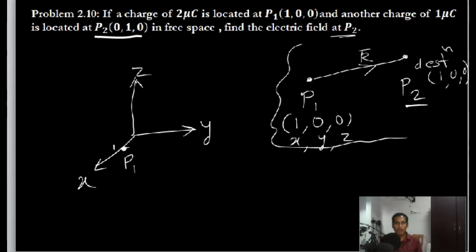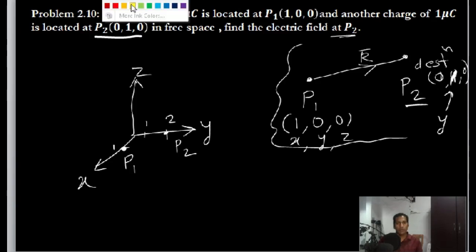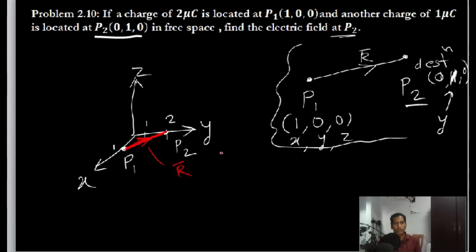P2 is at (0, 1, 0). That means it is present on the y-axis. Say this is 1, this is 2. So at this position we have P2. And what we have to do is find the force on P2. So we will draw one line from P1 to P2. This vector line will have some position vector R bar, and along the same line the electric field intensity is working.